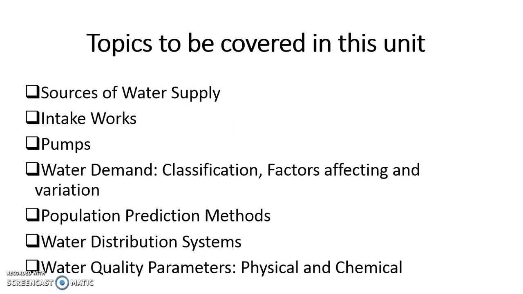There are many factors which govern this water demand. It depends upon the type of locality. It depends upon the economic status of the locality. It depends upon the population of the locality. How much is the population of the locality? So first of all, we need to know the population of a locality. For that, there are different population prediction methods. There are several methods which we will study later on.